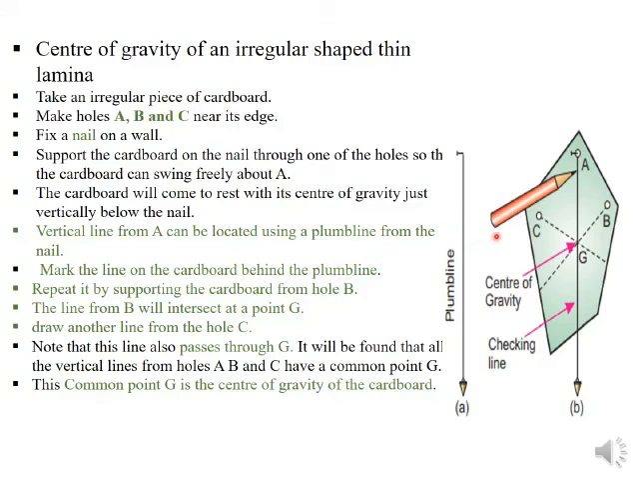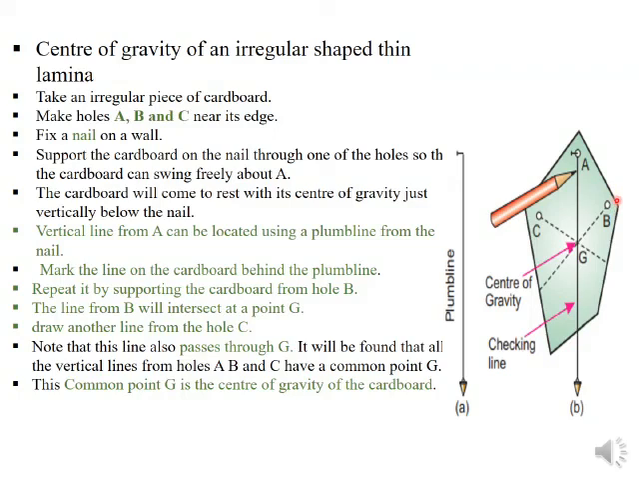To find the center of gravity of an irregular shape, we consider a piece of cardboard and make holes A, B, and C near its edge. Fix a nail on a wall and support the cardboard on the nail through one of the holes, let it be A, so that the cardboard can swing freely about A. The cardboard will come to rest with its center of gravity just vertically below the nail. The vertical line from A can be located using a plumb line from the nail.